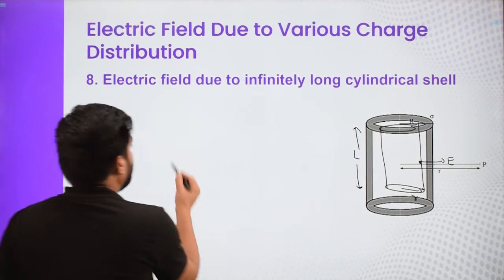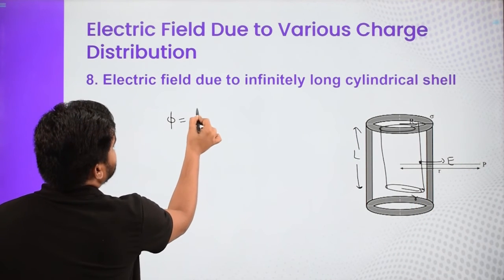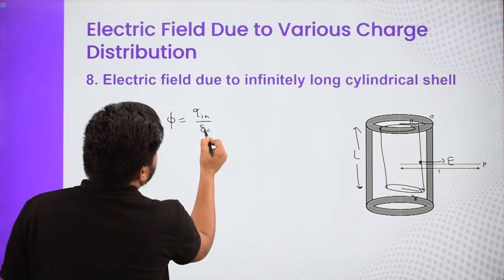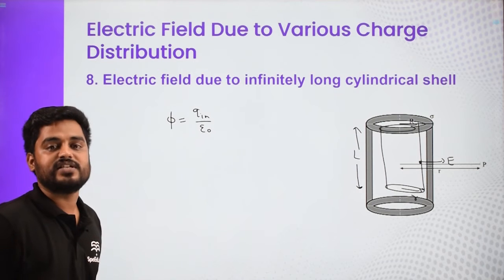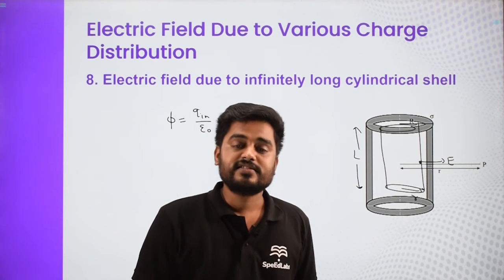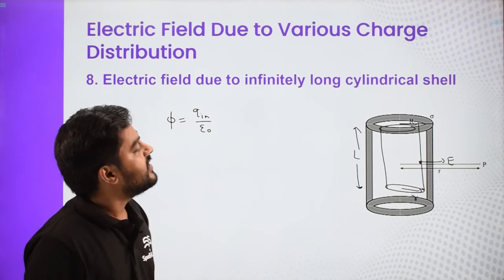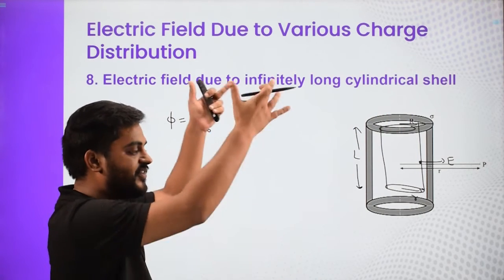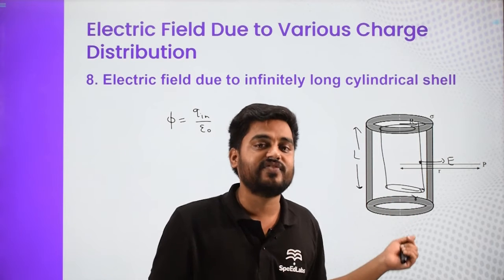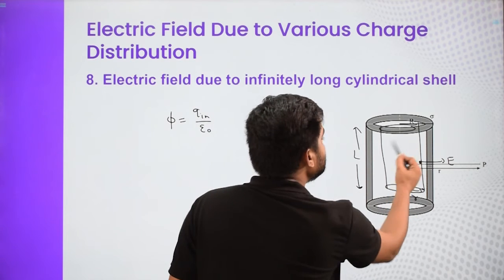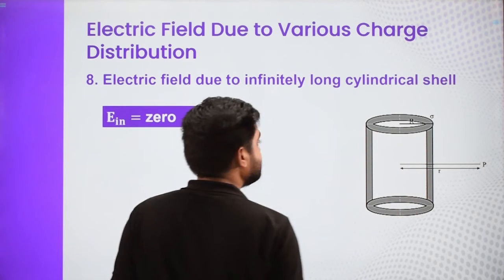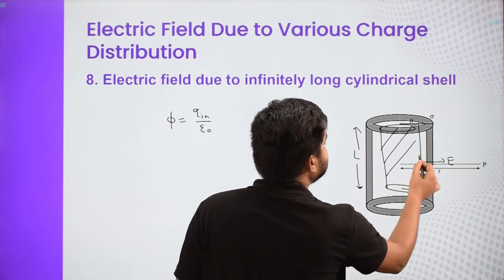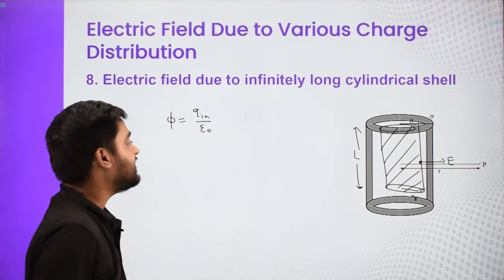So what does Gauss's law say? Sigma flux is equal to Q in by epsilon naught. How much is the charge lying in this Gaussian surface? The answer is 0. Because this is an infinitely long cylindrical shell, and the entire charge is lying over the surface. Our cylindrical Gaussian surface is inside it, so there is no charge lying in this region, and hence we can say that Q in is 0.